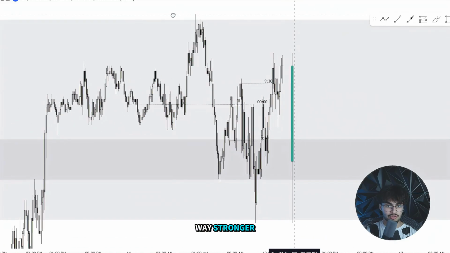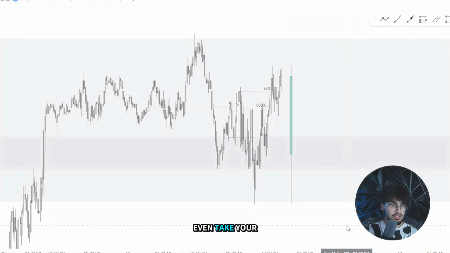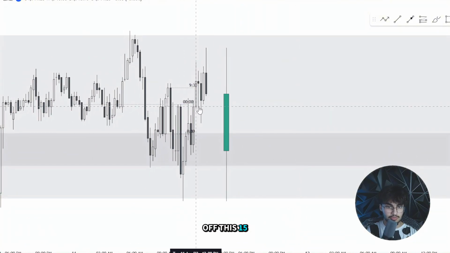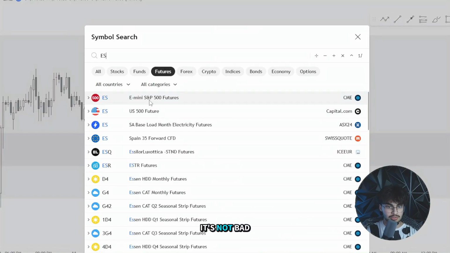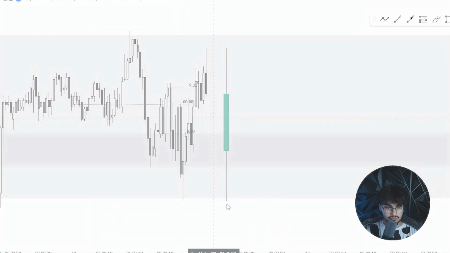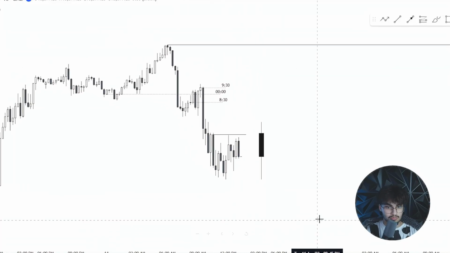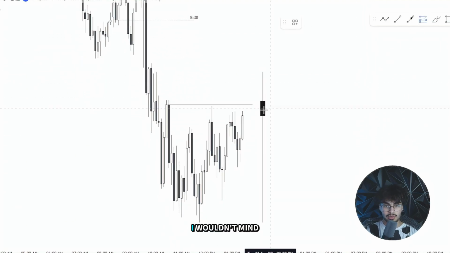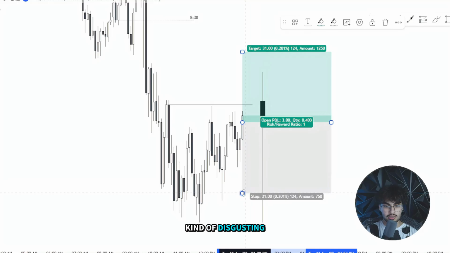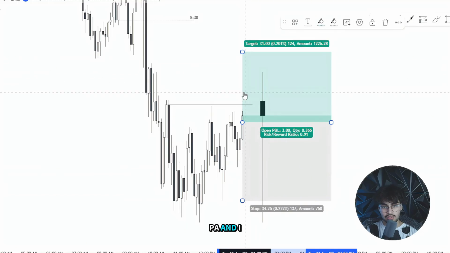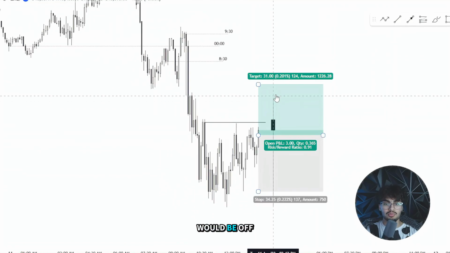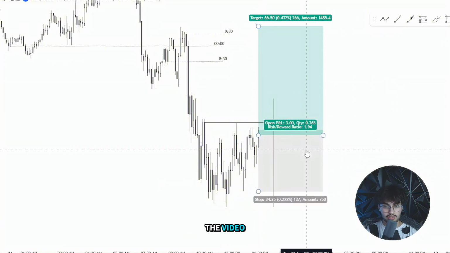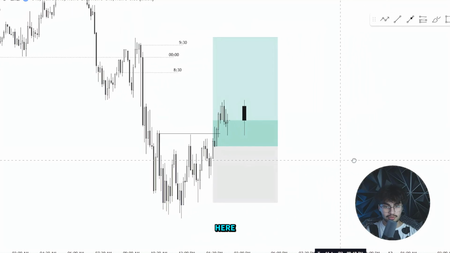ES is way, way stronger. You could even take your entry off ES here, off this 15-minute change in state delivery on ES. It's not bad at all. Significant closure there. So I wouldn't mind taking something like this, even though it's kind of disgusting PA. And it is 1 o'clock, so I realistically would be off the charts anyways. Probably no trade here. But let's just try it for the sake of the video. See what happens here.